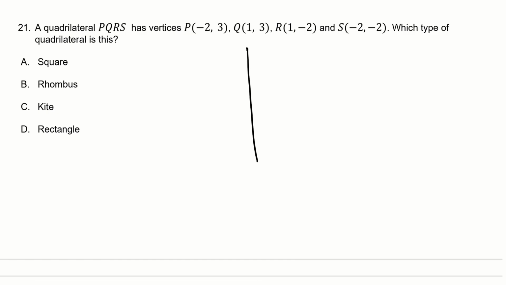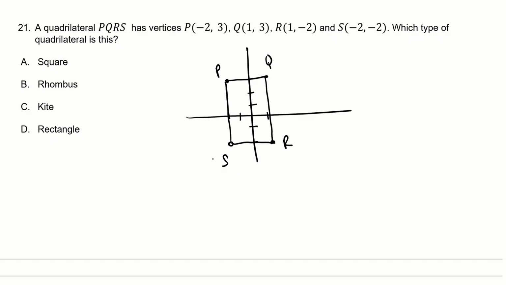So I'm just going to draw it out real quick. So we got -2, 3. We got 1, 3. And we got R is 1, -2. And then this is -2, -2. And so by drawing it, you can get a better picture of what's going on. You can see that this is a vertical line and this is a horizontal line, and therefore it must be a right angle, okay? So you can see that here. So we do have right angles here. And so in this case, it would be a rectangle, right?